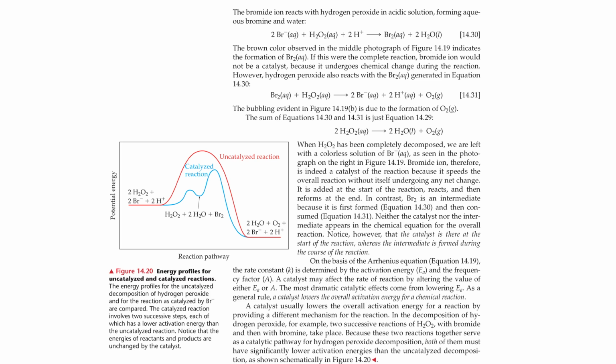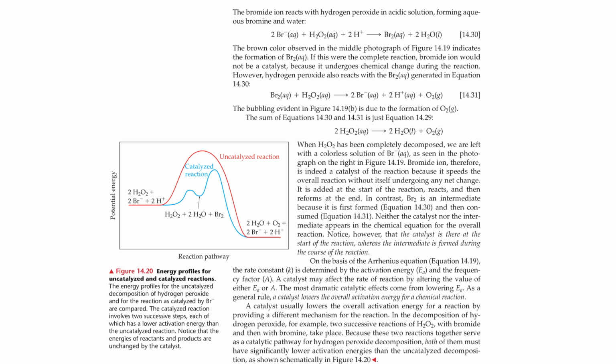A catalyst usually lowers the overall activation energy for a reaction by providing a different mechanism for the reaction. In the decomposition of hydrogen peroxide, for example, two successive reactions of hydrogen peroxide, with bromide and then with bromine, take place because these two reactions together serve as a catalytic pathway for hydrogen peroxide decomposition. Both of them must have significantly lower activation energies than the uncatalyzed decomposition, as shown schematically in figure 14.20.